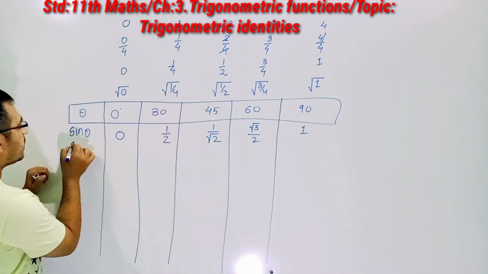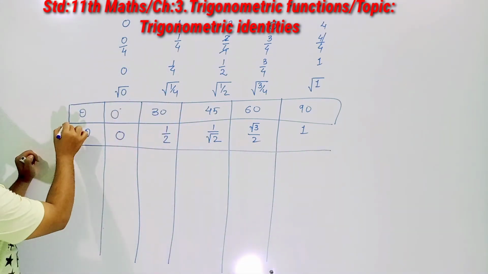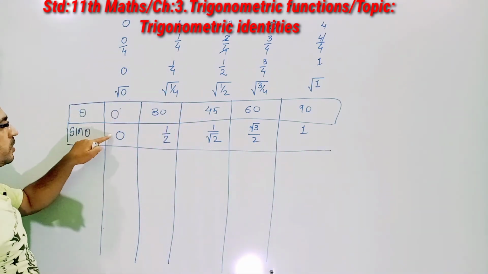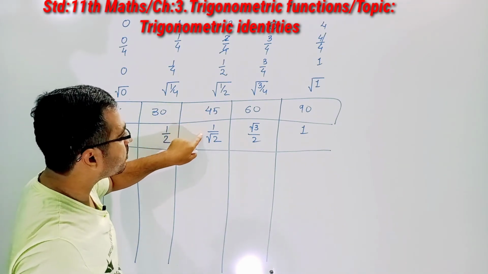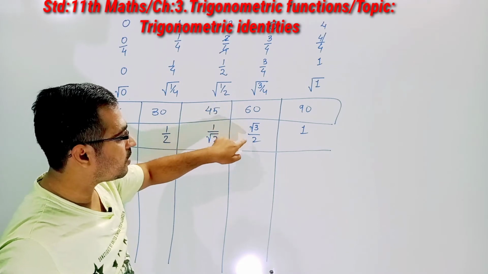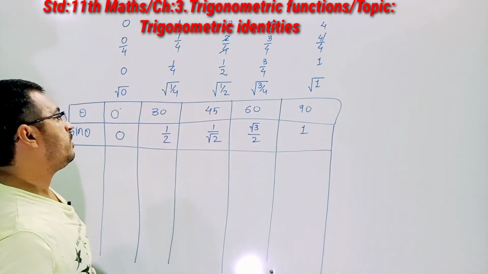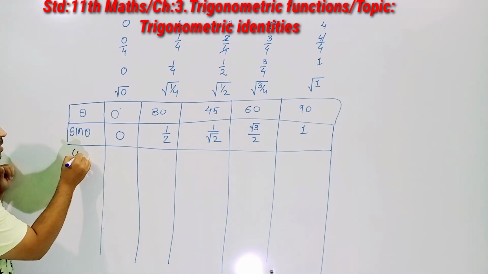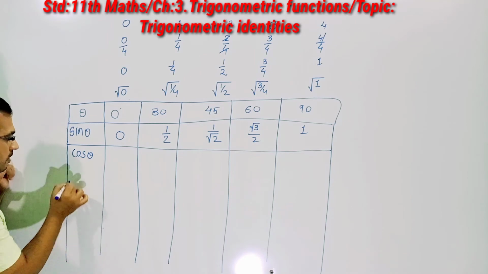So students, you can say that the value of sine 0 is 0, value of sine 30 is 1 by 2, value of sine 45 is 1 by root 2, value of sine 60 degree is root 3 by 2, and the value of sine 90 degree is what? 1.